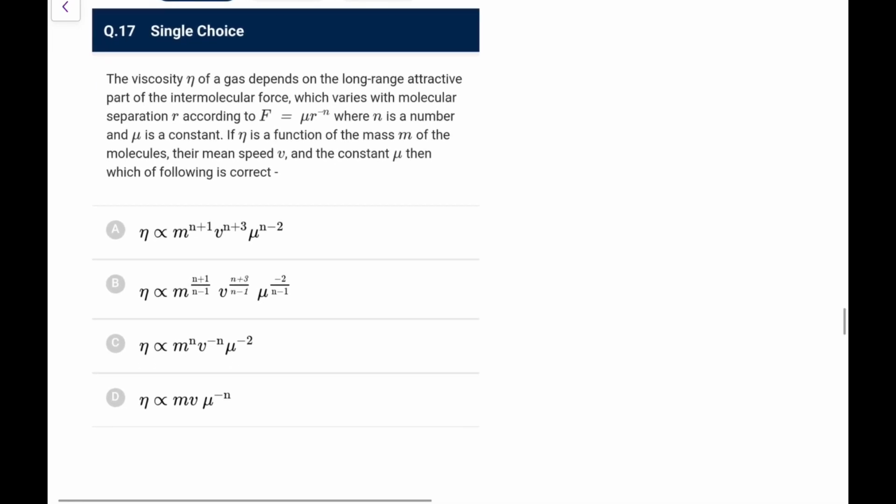Next, the viscosity of a gas depends on the long range attractive part of the intermolecular force, which varies with separation like this. Neta as a function of the mass m of the molecules, their mean speed v, and the constant mu. Then which of the following is correct? Okay, it's a nice thing. It depends on the long range force, it depends on v, it depends on mu. Which of the following is correct?